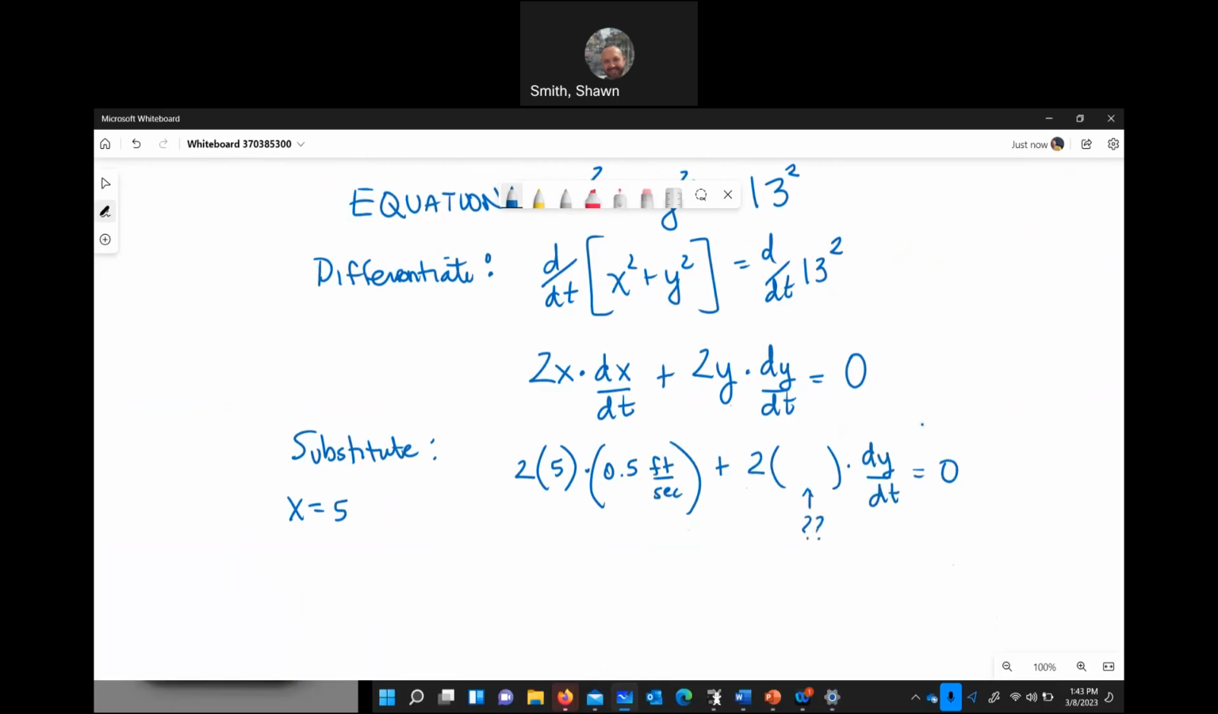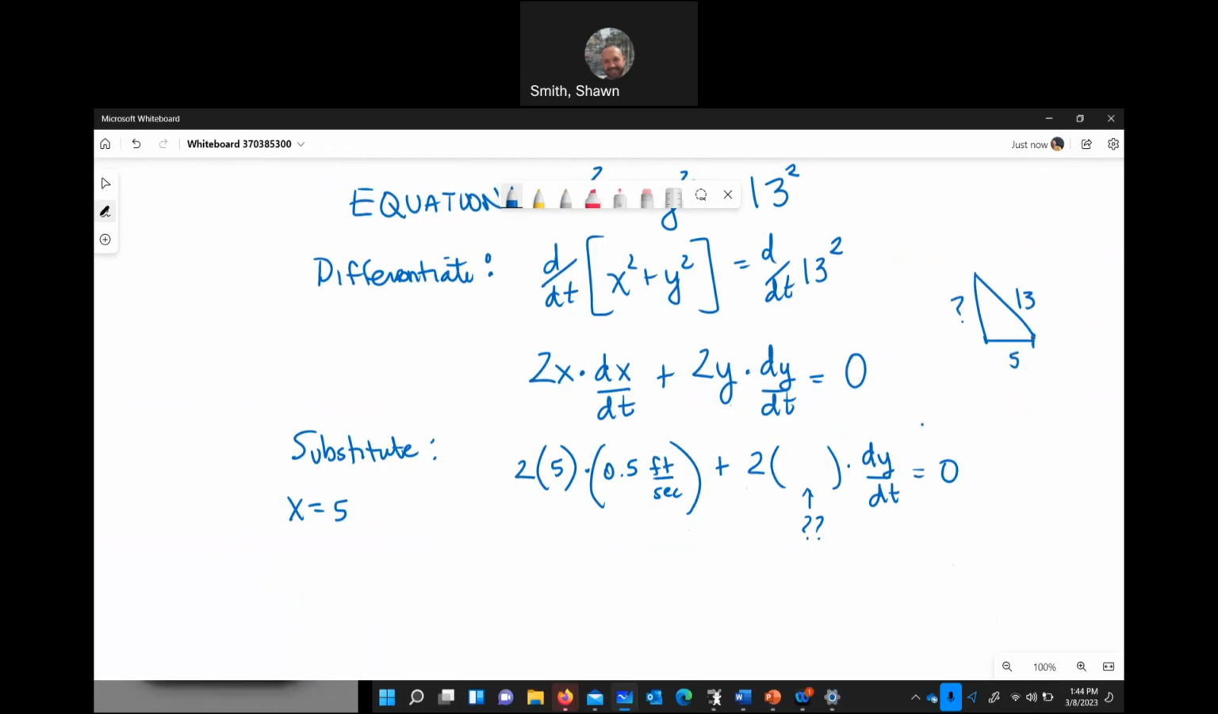You have y. If we have this hypotenuse, it's always 13, right? No matter how it's sliding, the hypotenuse is not changing. My base could be changing, right? But at one point, we know that this is 5 feet, right? That's where we want to look at it.